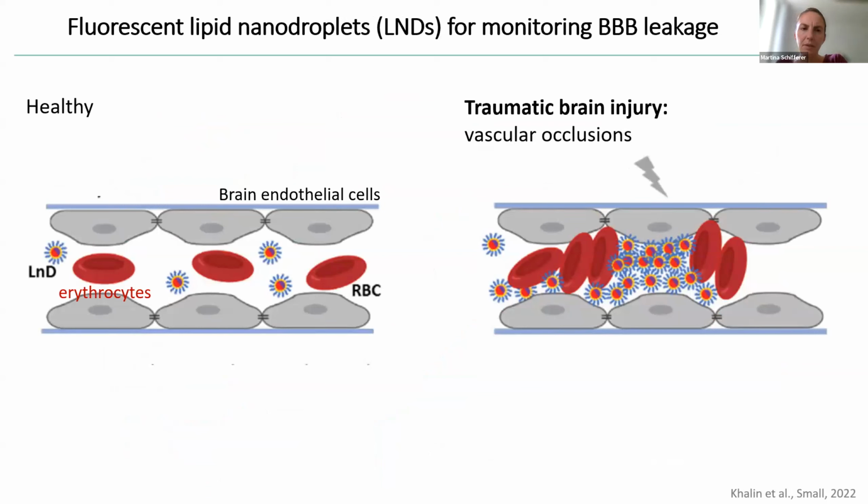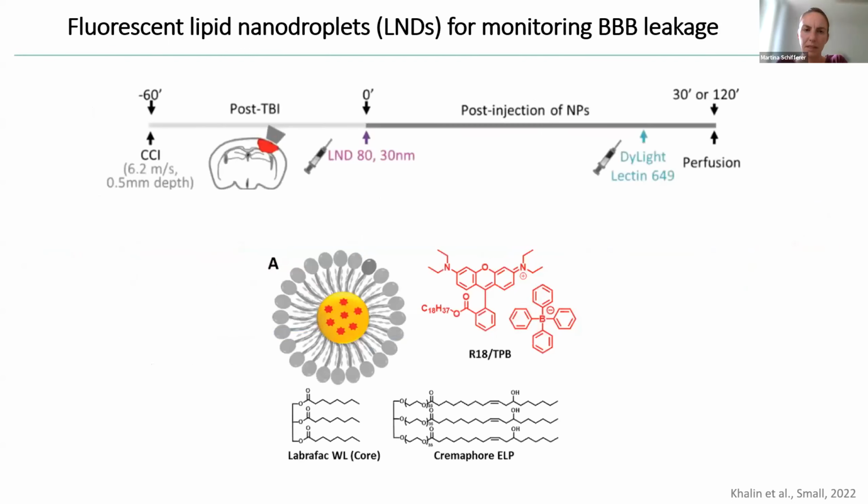As I already mentioned, we have a mouse model of traumatic brain injury with controlled cortical impact. And there we usually observe vascular occlusions at vessels that are partially damaged. This is shown here where we have certain luminal cells like erythrocytes, but also platelets that accumulate here. And what we use to monitor that is fluorescent lipid nanodroplets, LNDs in short. And with confocal imaging, we then see accumulations of these nanodroplets at a certain site.